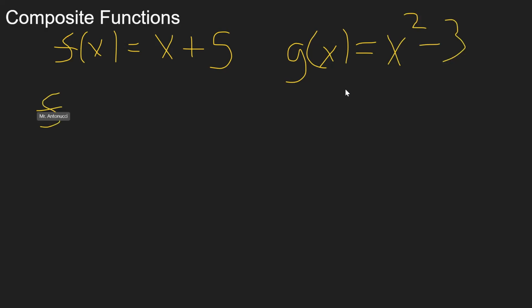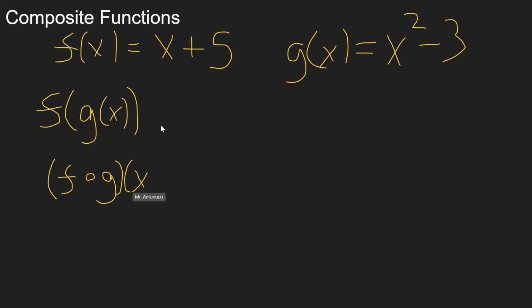If I have f of g of x, that's how you would say that. Notice the g of x is where the x in f of x would be. That means substitute g of x in for the x in f of x. Another way that this is notated is f with a little circle g of x like that. I do not like that notation, but I bring it up because it's used.